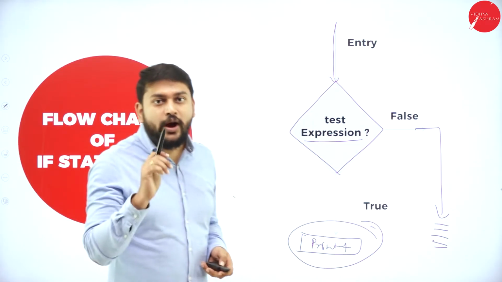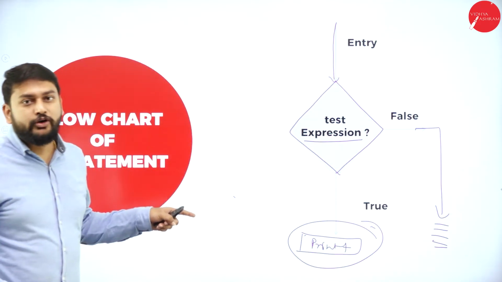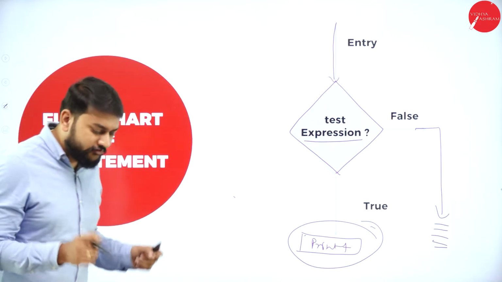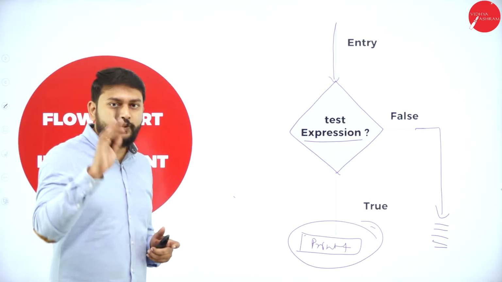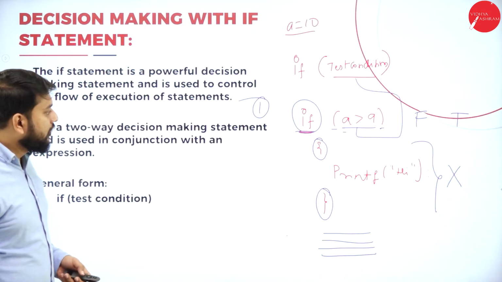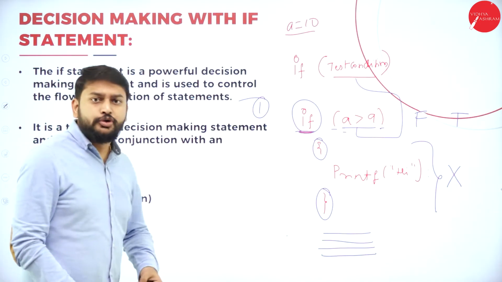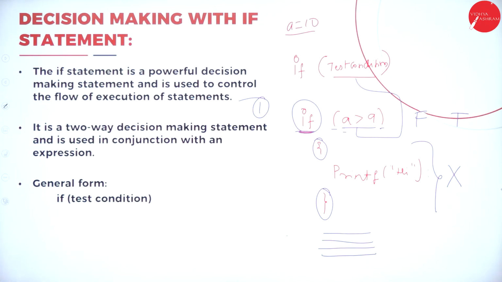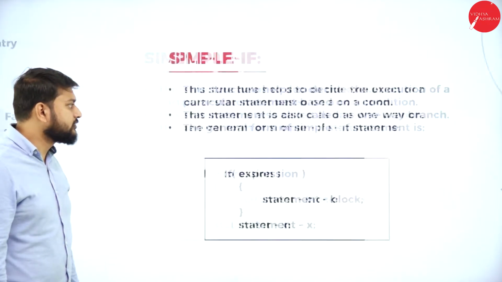That is what you have to understand at this point of time with respect to the flow chart of simple if. So please write this down, or you can just take a screenshot of it. I'll just move out of the screen. So this is the general form that I have already discussed. Please remember this. Hope you have taken the screenshot. So moving on to the next thing that I have.